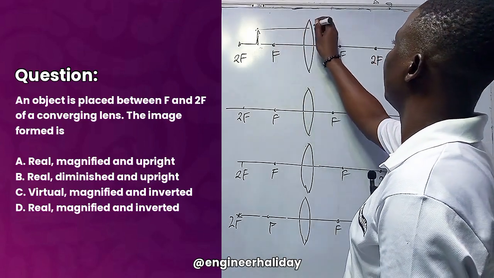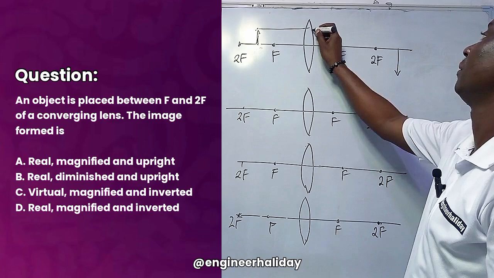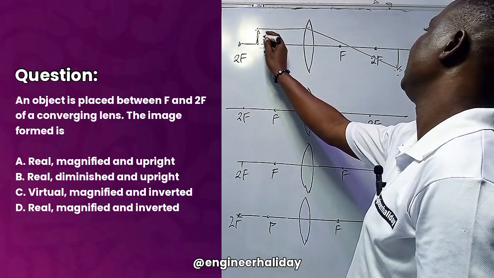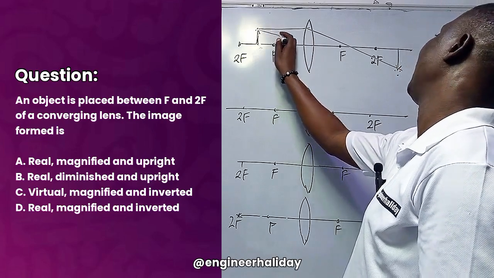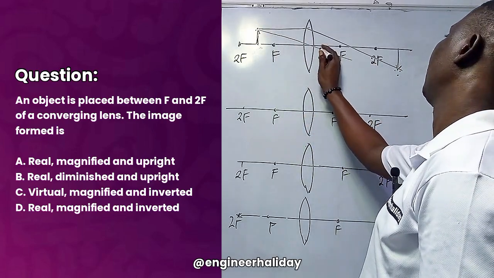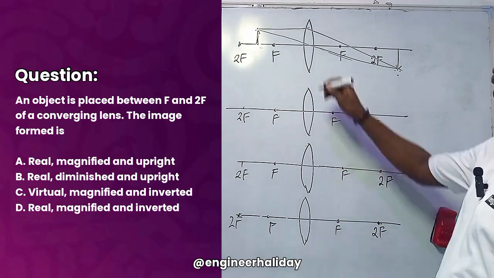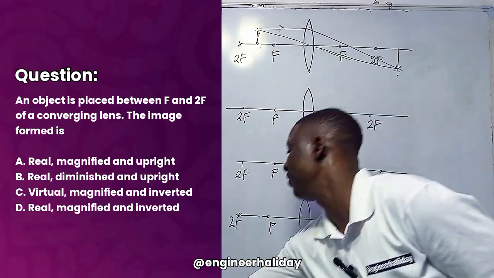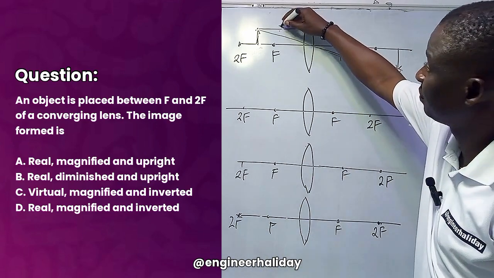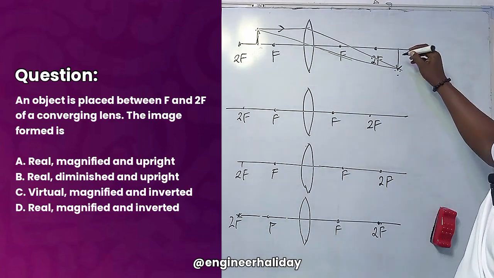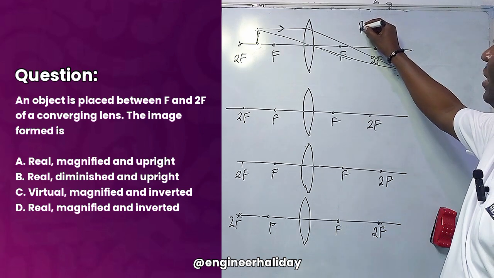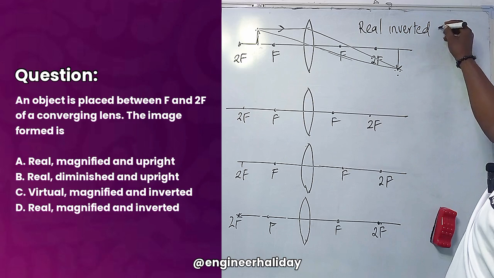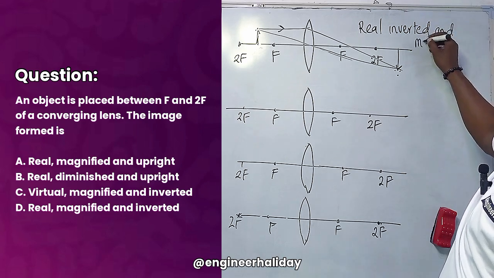Now, if I draw this here, a parallel ray will go here. Then there will be a ray of light that will pass through the optical center to cut this particular one. So the parallel ray will be refracted and meet at this point. Now, the image that is formed is real here, inverted, and magnified or enlarged.